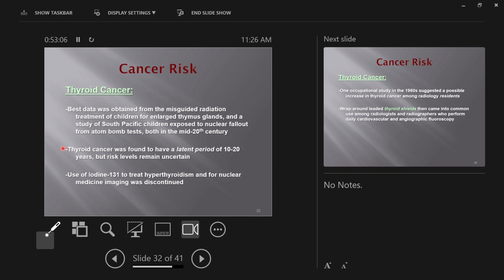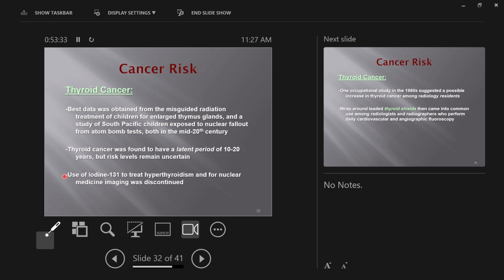Primarily because, in this case, it was because of particulate radiation, so not the electromagnetic X-rays that we use, but particles, alpha, beta, and gamma. Thyroid cancers were found to have a latent period of 10 to 20 years, and there was an association between particulate radiation exposure and developing thyroid cancer.